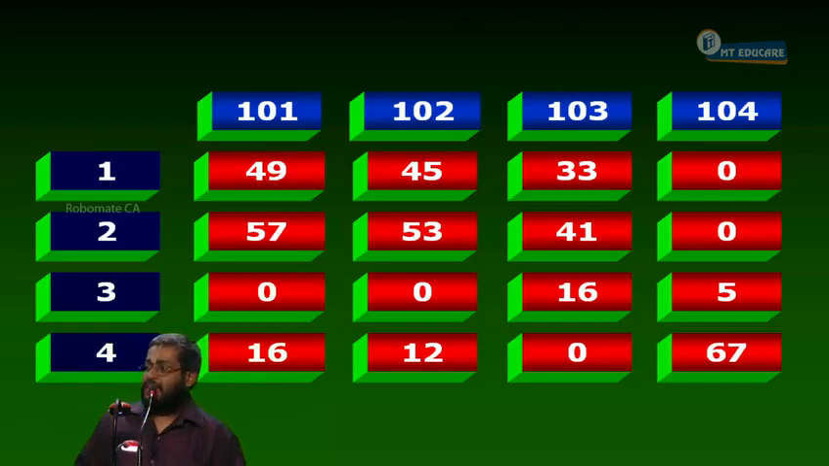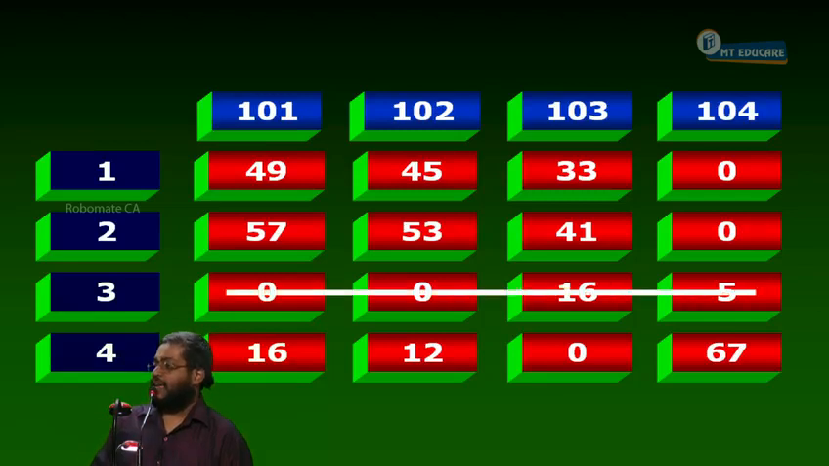Tell me. First, is there any row with 4 zeros? No. Is there any column with 4 zeros? No. Any row with 3 zeros? No. Any column with 3 zeros? No. Any row with 2 zeros? Yes. Which row? Is any column with 2 zeros? Yes. Which column? The last column. So the row also has 2 zeros, the column also has 2 zeros. Either draw against row or against column. It doesn't matter. Can I proceed?